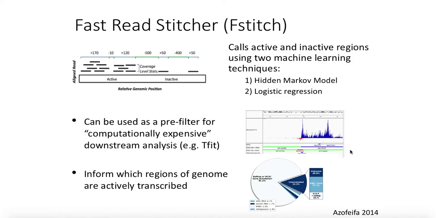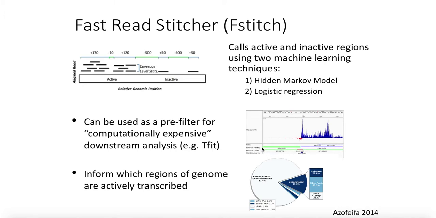You can see if we train some files to Fstitch, in other words, we visually call on and off, feed our visual calls to Fstitch, and then Fstitch tries to learn what we would call as on and off. So this is an example. These bottom 2 tracks are also bed files. So you've got your one bed file, which is your gene annotations, and then you have these bottom 2.